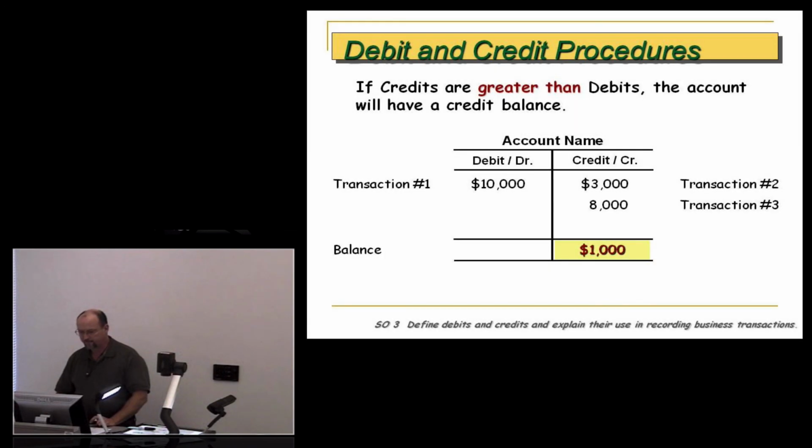Another example. Notice in this example, we have a $10,000 debit, and we have two credits which total $11,000. So 11,000 on the right, 10,000 on the left. We have a $1,000 remaining credit balance. Okay, so again, whichever side has more will get the remaining balance since they offset. You offset your debits and credits in any account.